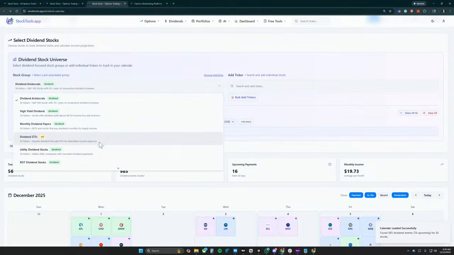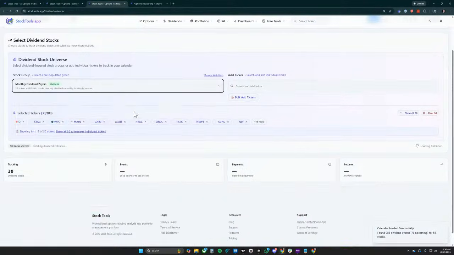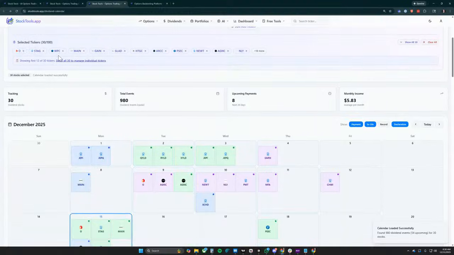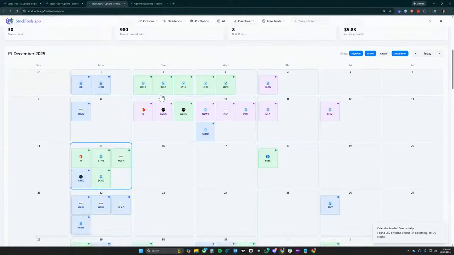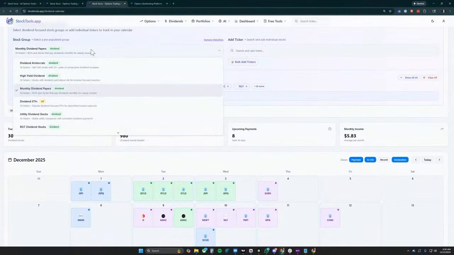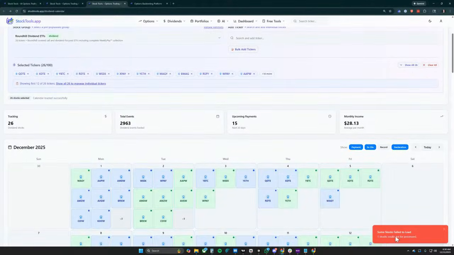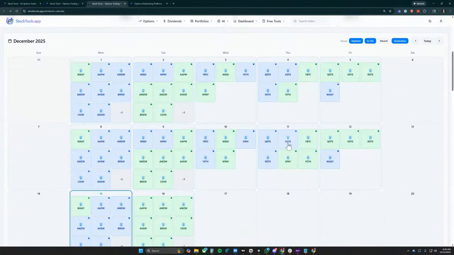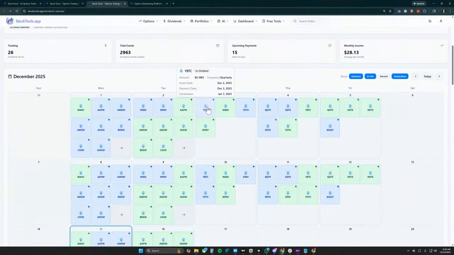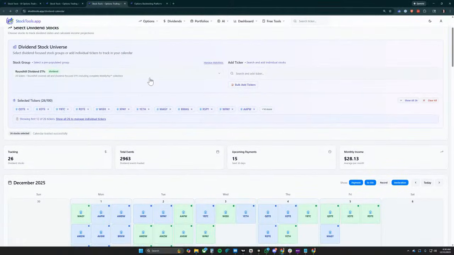But here I have a bunch of pre-populated groups, whether monthly dividend payers, STAG or Main or O and all these. Oh, you even got those. Yeah, we got everything. That's the greatest thing about my data provider, I do have all of these available, all of the dividend paying stocks. Yeah, I would say 99% of them.